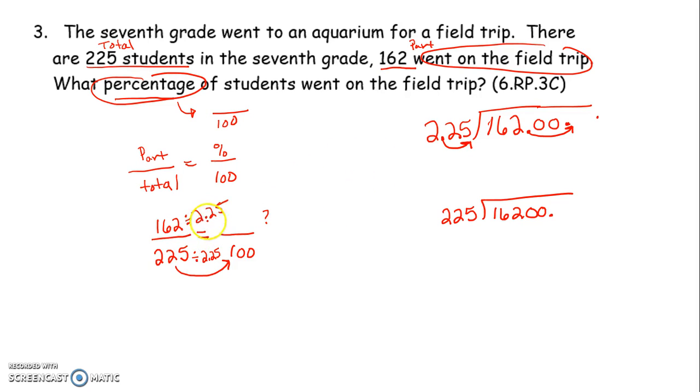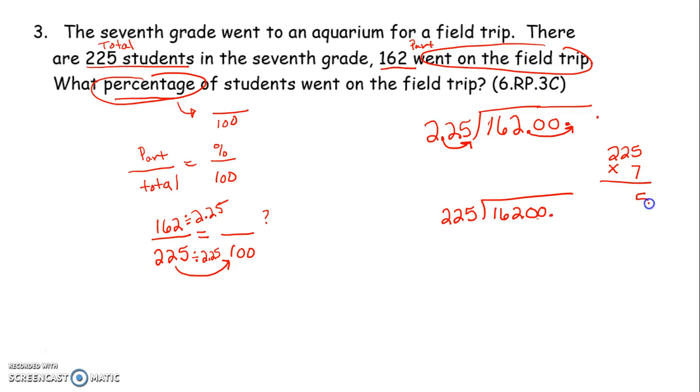So what you have to do, if you're moving that decimal over 2 places, you have to move that decimal over 2 places. Now I want to know, how many times does 225 go into 162? Ooh, it doesn't. 0 times. How many times does 225 go into 1,620? All right, so let's see. I'm taking a wild guess. 2 times 7 is 14, so I'm going to try 225 times 7 and hope to get somewhere around 1,600.